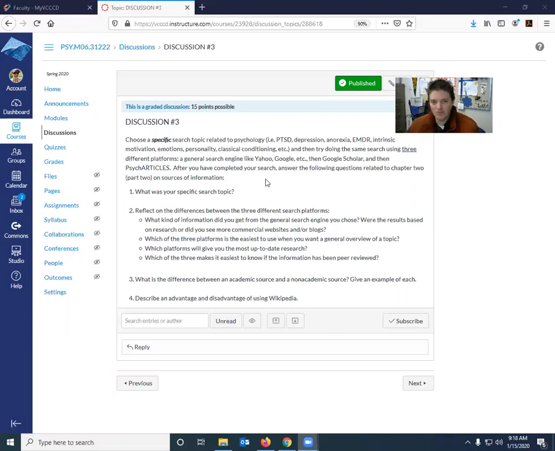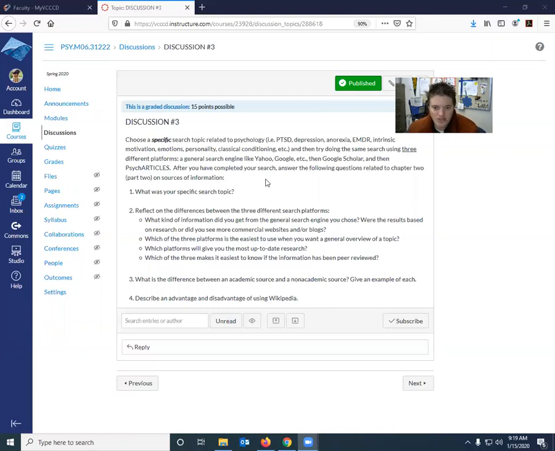So after you've completed these 3 searches, you're just going to type in your specific term in those 3 different places. You're going to then answer the following questions related to Chapter 2, Part 2 on sources of information. So number 1, what was your specific search topic? Just tell me the specific term that you searched for. Number 2, you're going to reflect on the differences between the 3 different search platforms. So I give you a couple of questions to help guide you in that reflection.